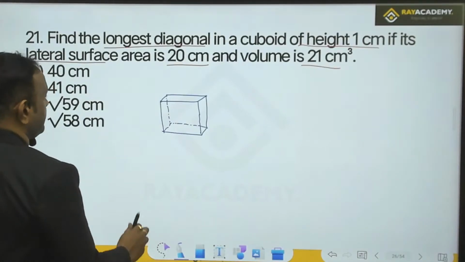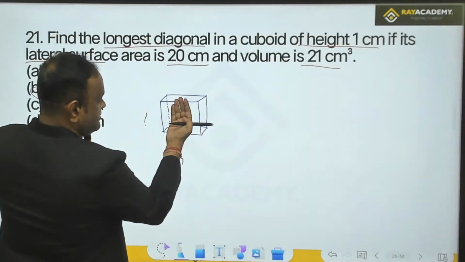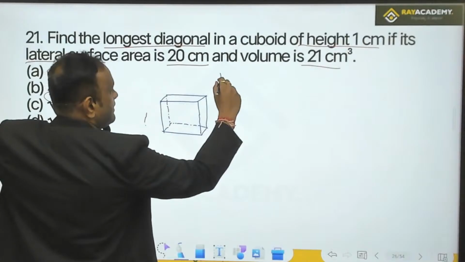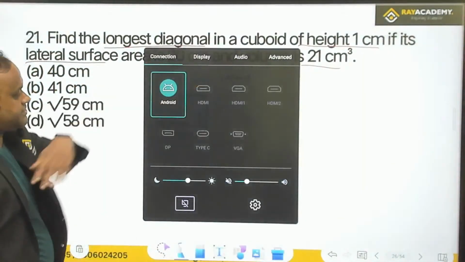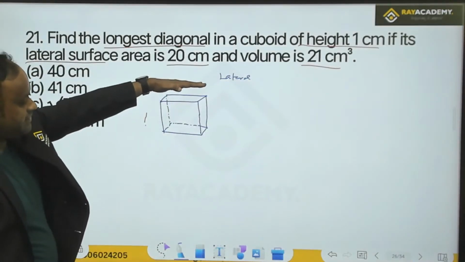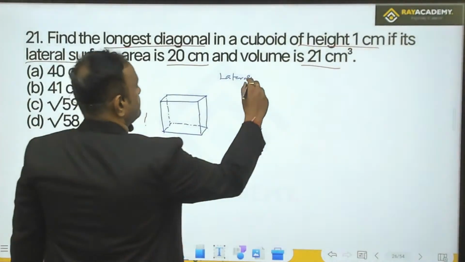Lateral surface area means these two sides, the front side and the back side, and the other two sides. Only the top portion and the bottom portion are not included.